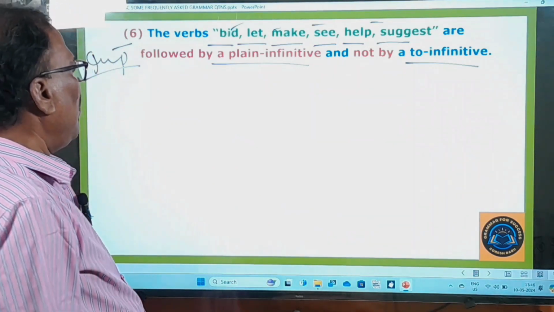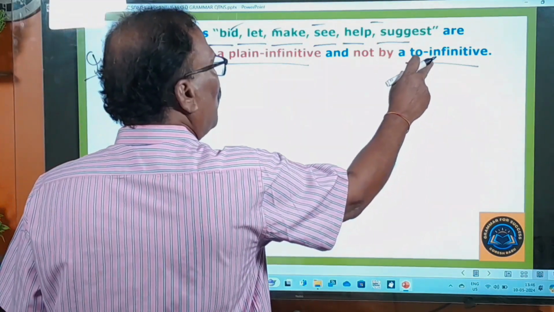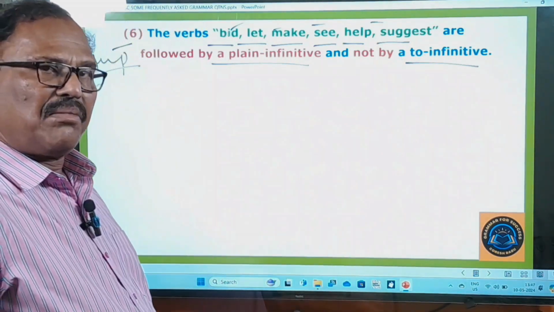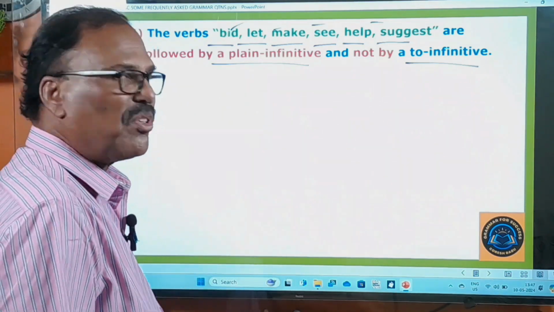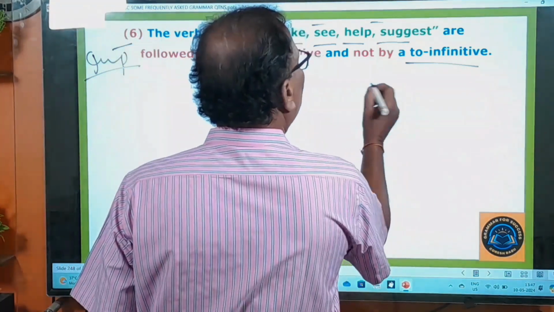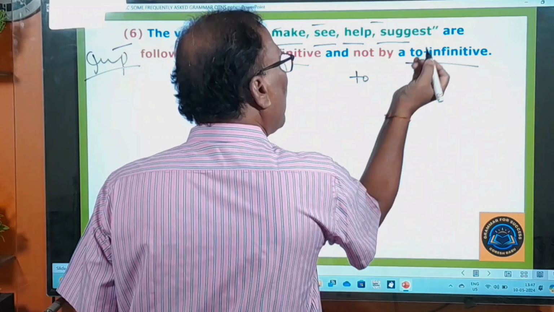Okay, right. Then before you understand this rule, you try to understand what this infinitive is. What is an infinitive? I think I have told you about this several times, but once again here I am going to tell you about this infinitive. You know very well, if you use to before a verb, that is called a to infinitive.